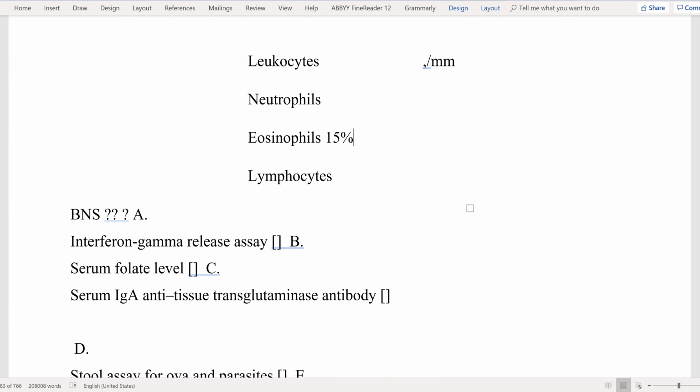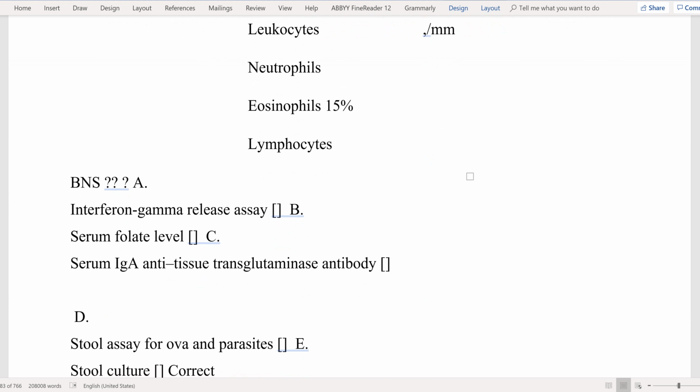Okay, anti-tissue transglutaminase is for celiac disease, and you know how celiac presents: weight loss, anemia. And they have the MCV decreased, okay, but they don't have eosinophilia. Stool ova and parasite is the right answer. Those are the two things that are a little bit tricky, not much.